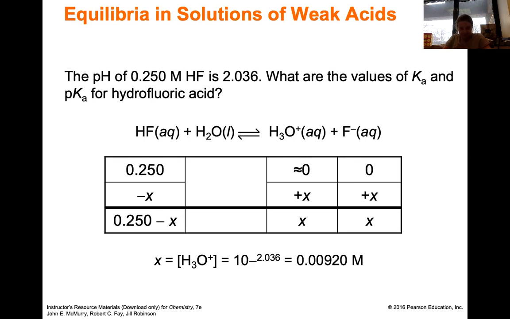So when we look at what X is based on our pH, we know that the pH is 2.036. So that means X is 10 to the minus 2.036. So the hydronium ion concentration in this solution is 0.00920, and the fluoride concentration is the same.